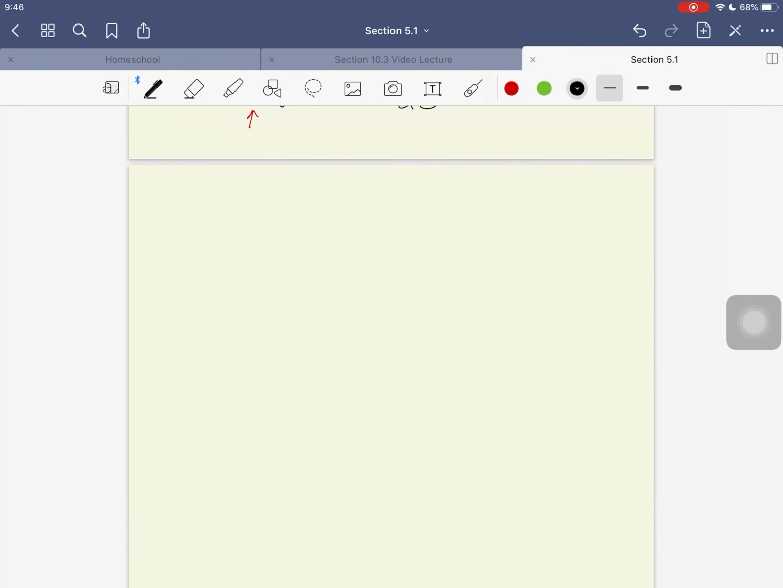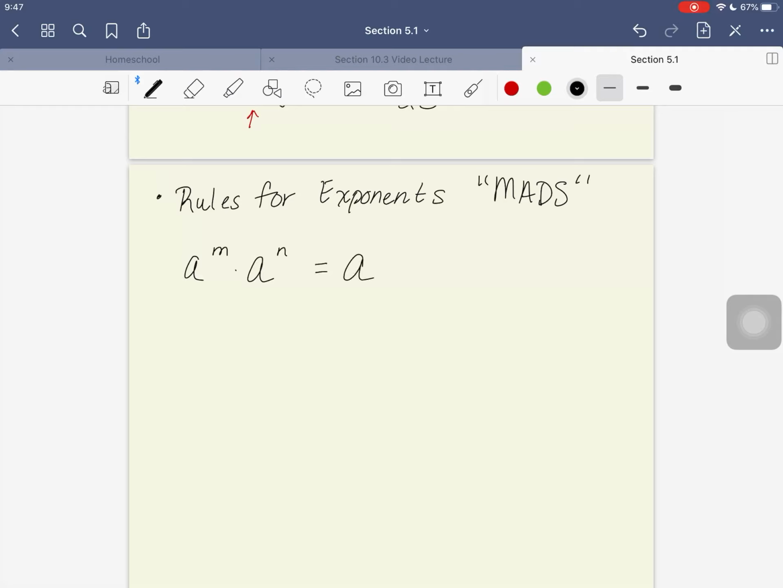All right, so here are the rules for exponents. And we'll start with MADS. M-A-D-S. That's just going to be a way for you to remember the rules. All right, so if we are multiplying exponents of like bases, we add. So you keep the base the same and you add the exponents. So a to the m times a to the n is equal to a to the m plus n. So that's where the M and A come from in MADS. When you multiply, you add.